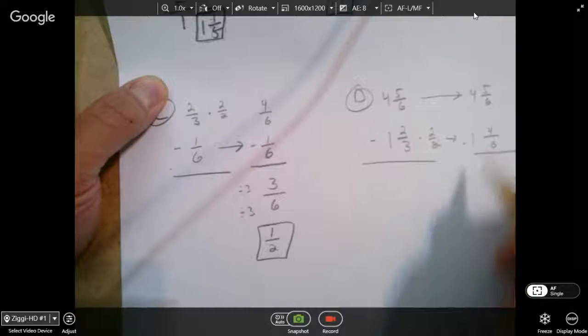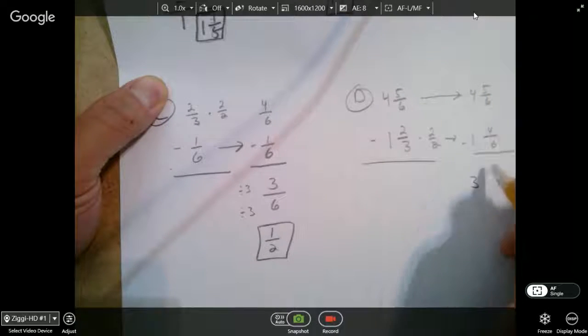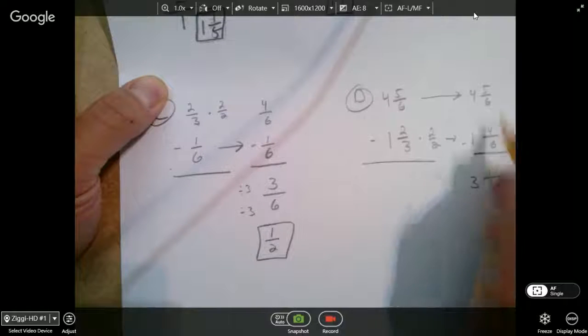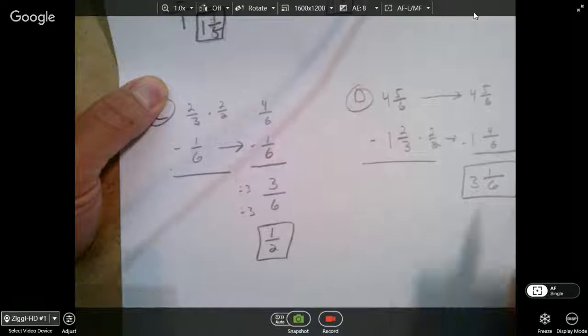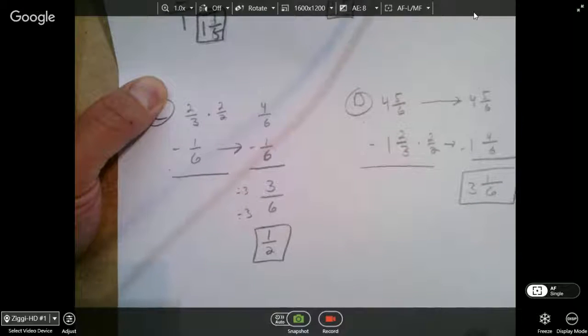And this one I'm subtracting. 4 minus 1 is 3. 5 minus 4 is 1. And bring down the 6. 3 and 1 over 6. It's a mixed number. No improper fraction here. So I am done.